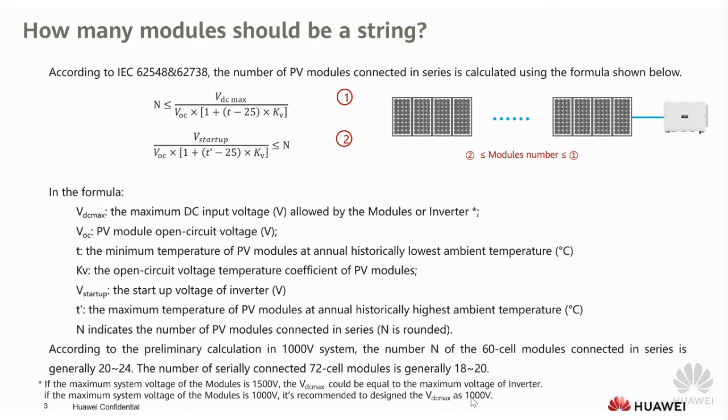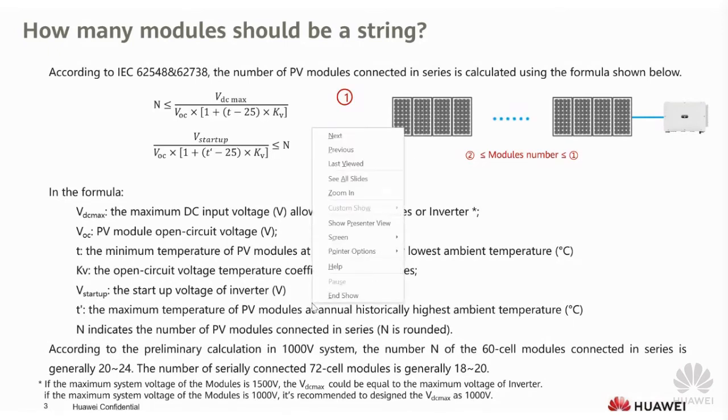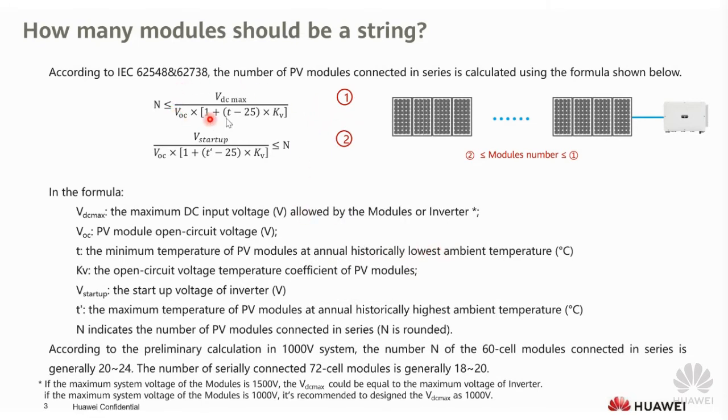This is the formula that we use here to calculate. I think it's pretty well known. The first one is how to calculate the maximum number of panels. We have to calculate with a corrected open circuit voltage for the panels, and divide it by the maximum DC voltage permitted, either by the modules or by the inverter, whichever is the smaller one. Usually, in the case of 1500 volts, both modules and inverter support the same voltage.